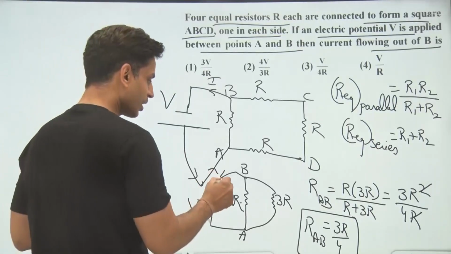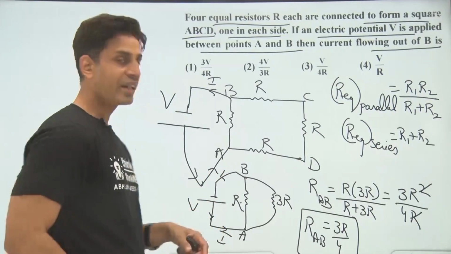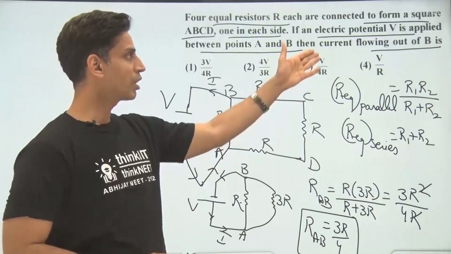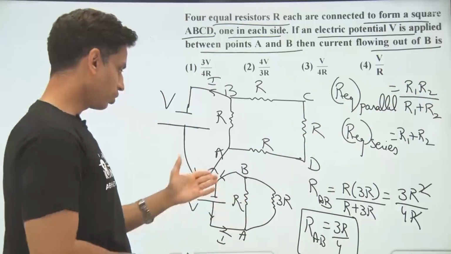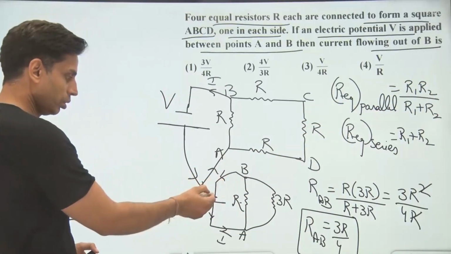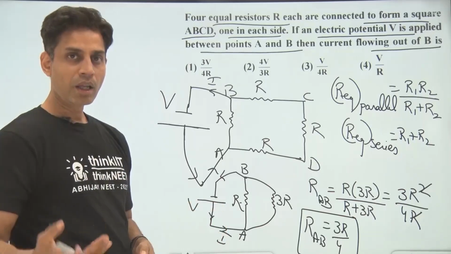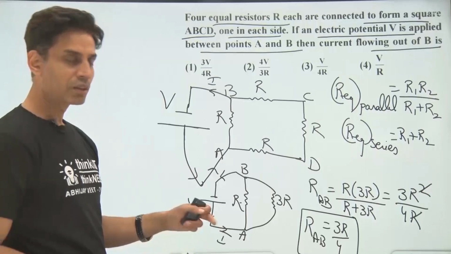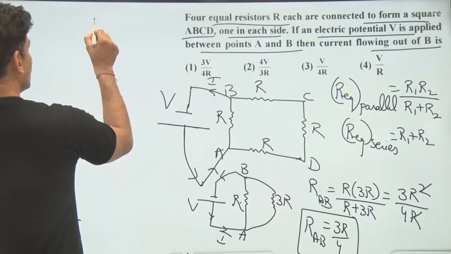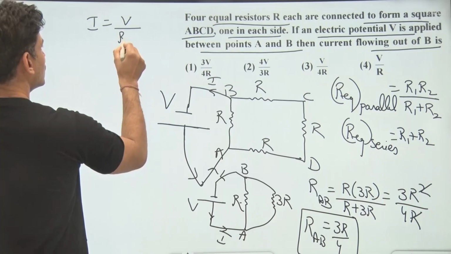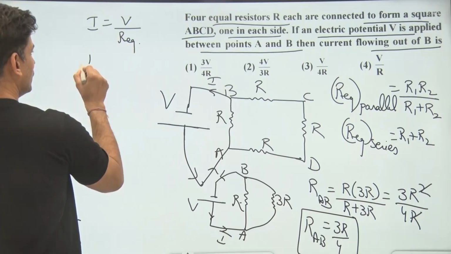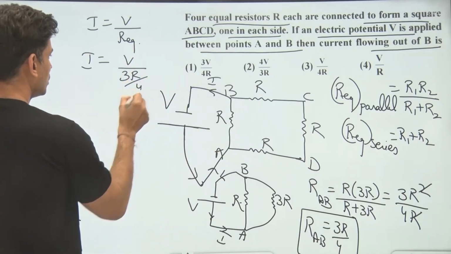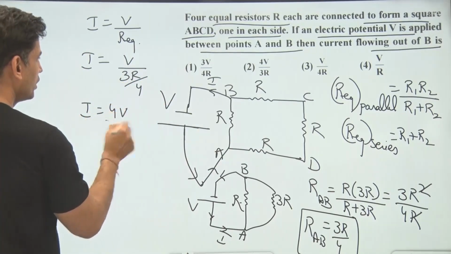Now the question is asking the current drawn through the battery. They have not written directly that you have to calculate the current drawn through the battery, but they have mentioned the current flowing out of B. So whatever the current out from B, and the potential difference is applied across AB, obviously we have to calculate the current through the battery. So I is equal to V by R equivalent. Got it? So I is equal to V over 3R by 4. So I is equal to 4V by 3R.